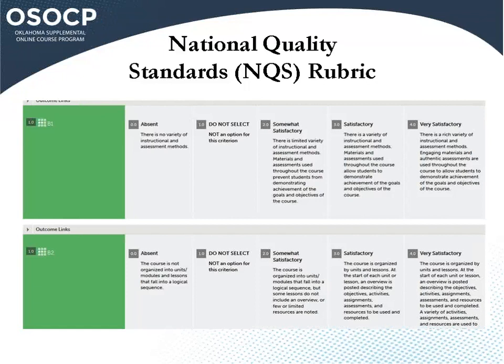And then this is just a preview of the National Quality Standards rubric. You can see it also has a sliding scale. In the green, of course, are the standards that they're looking for, and it goes on a scale from 0 to 4, 0 being absent, and a 4 being very satisfactory. So in order for a course to be state certified, they have to have an average of a 3 on every domain, as well as in the overall rubric. So we're looking at satisfactory and very satisfactory across the board.